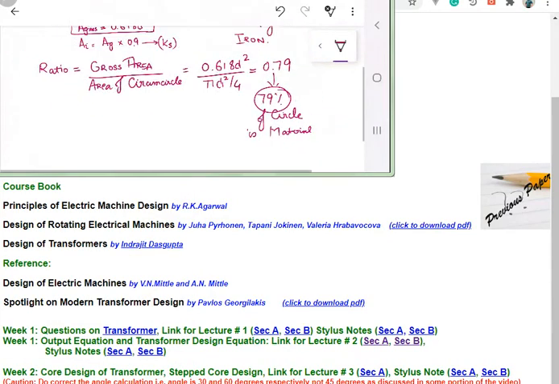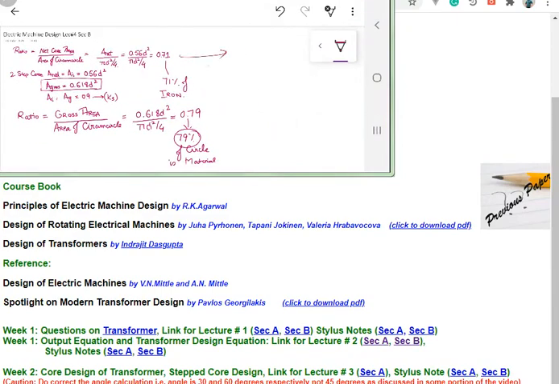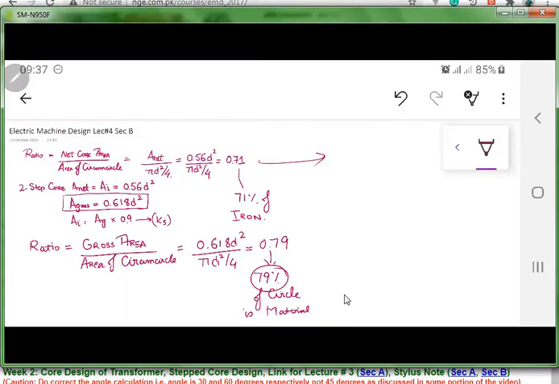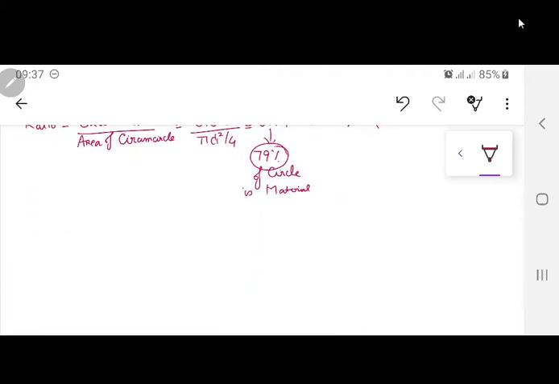Okay, so you have the two ratios over here. One ratio is based on the net core area divided by the area of the circumcircle, and this one is the gross area divided by the area of the circumcircle.